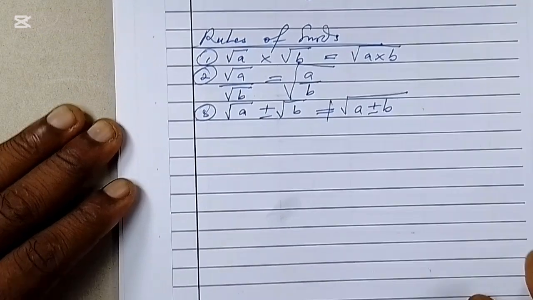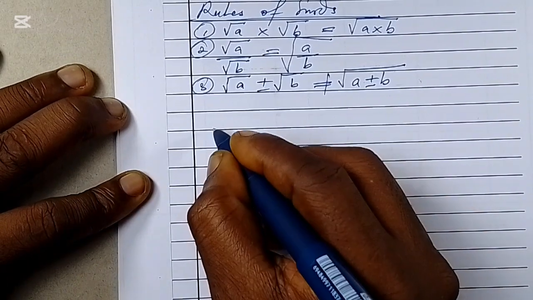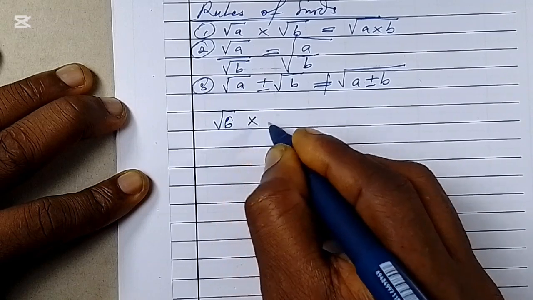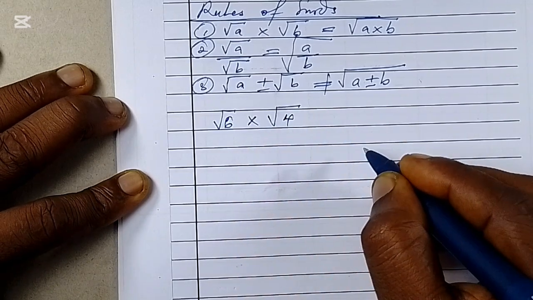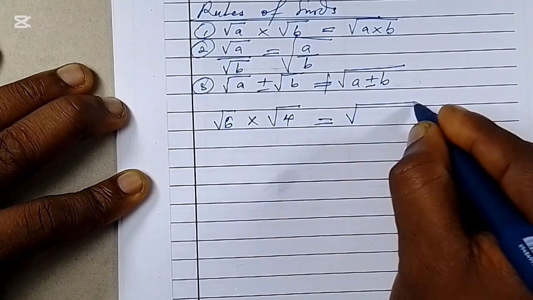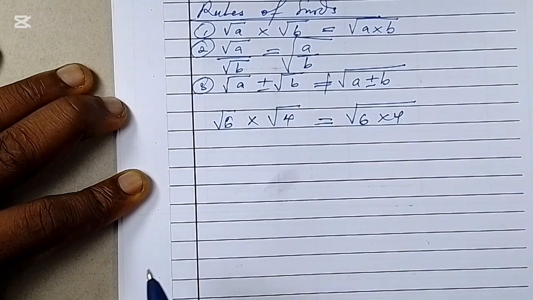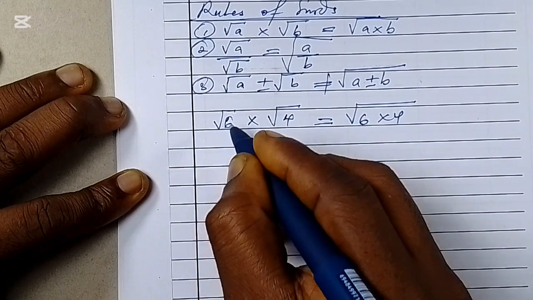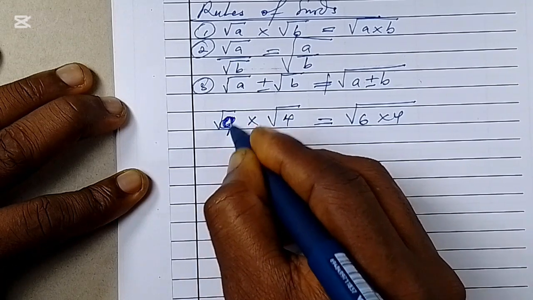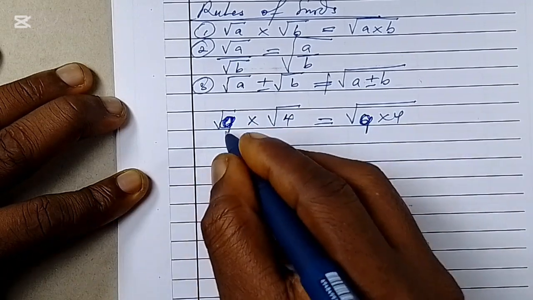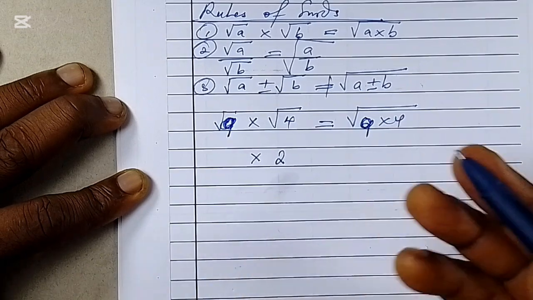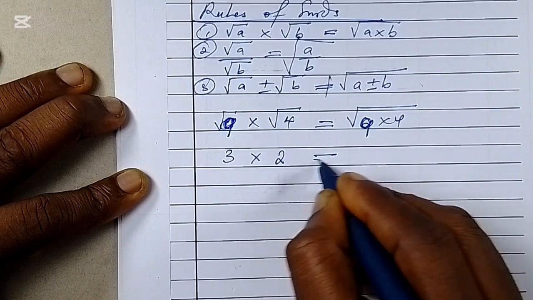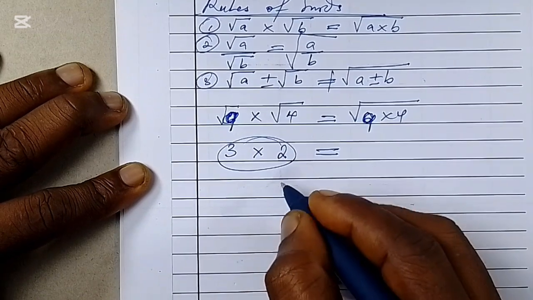Now what this means for rule number 1, for instance, is that the square root of 6 times the square root of 4 is equal to the square root of 6 times 4. Take a look at it. Let's take something simpler. Let's put the square root of 9 times the square root of 4. The square root of 4 ordinarily gives you 2. The square root of 9 gives you 3. Now compare your result: 3 times 2 will give you 6.